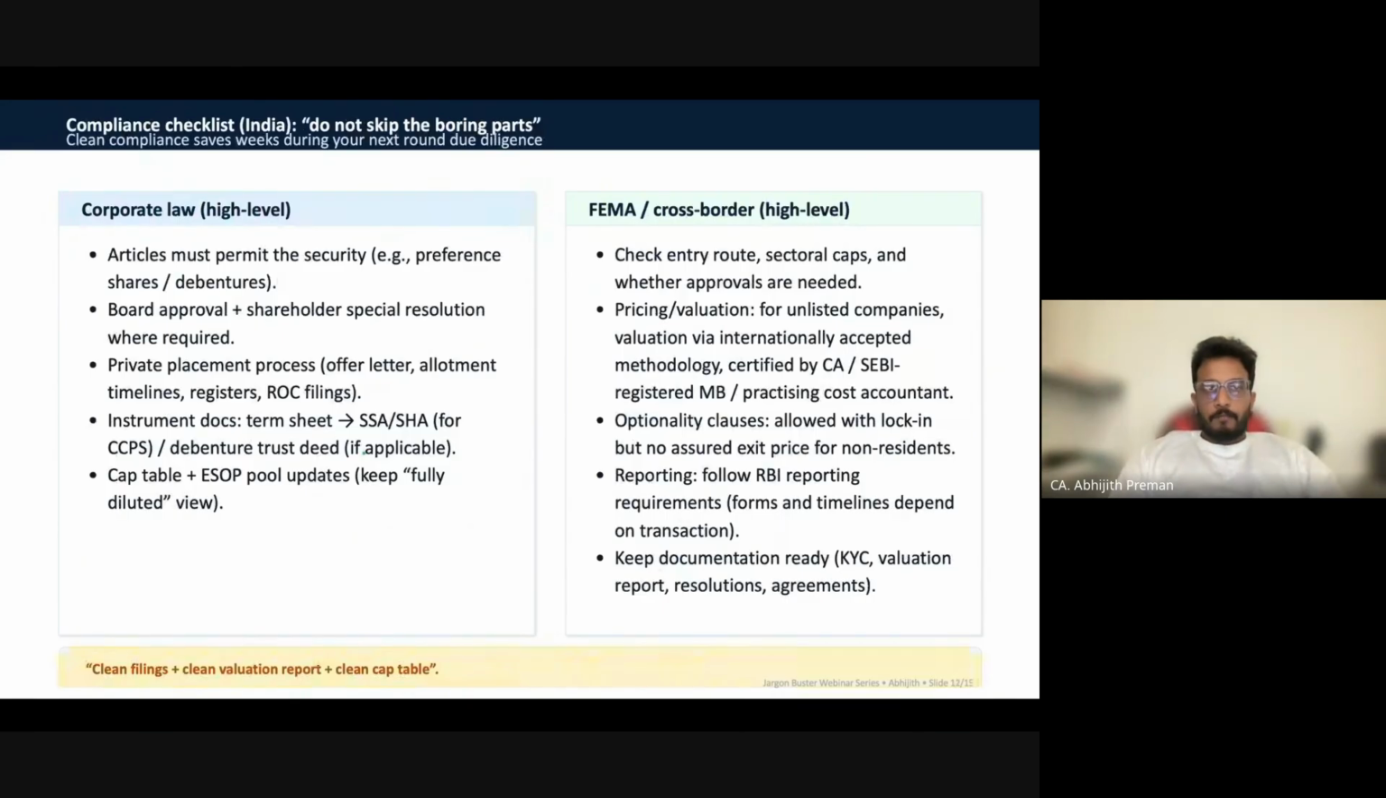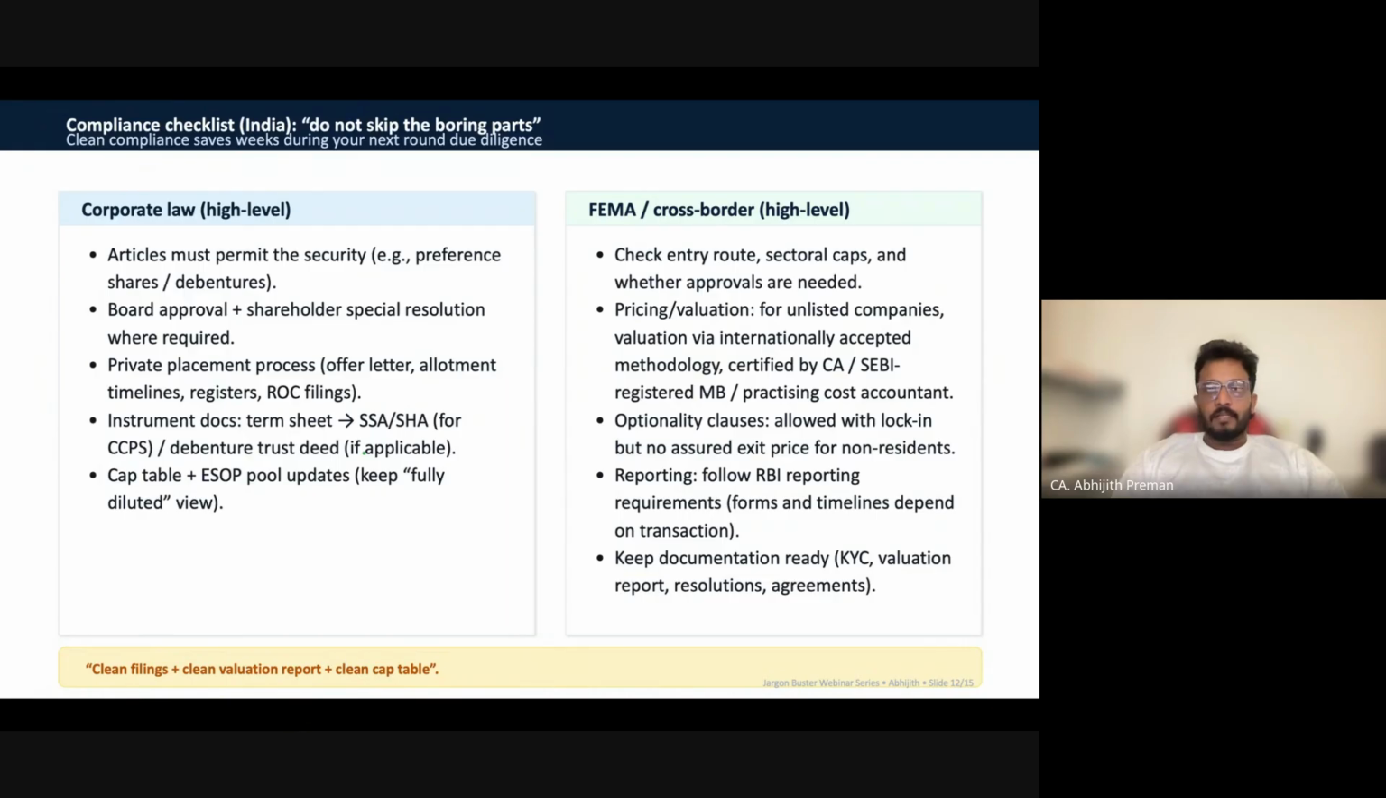Then again, compliance checklist: do not skip the boring part. This is another area where founders typically mess up a lot, because they focus more on getting the funds into the company rather than keeping the company compliant. Firstly, on a corporate law level, the articles must permit the security. Be it a preference share or a debenture, your articles of association must have that particular clause that you can issue these instruments.